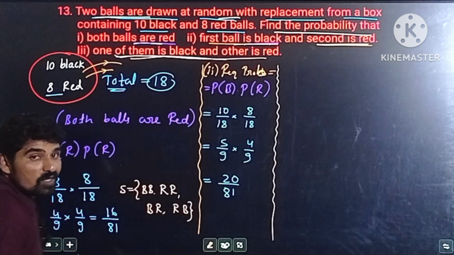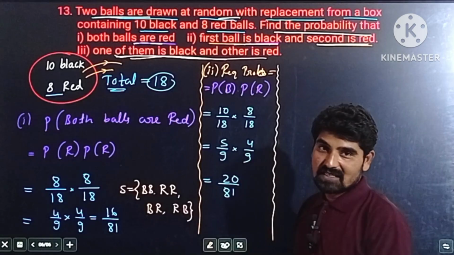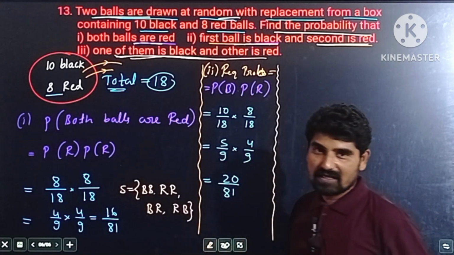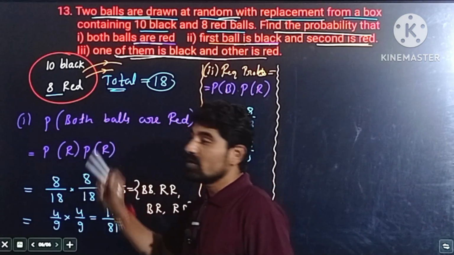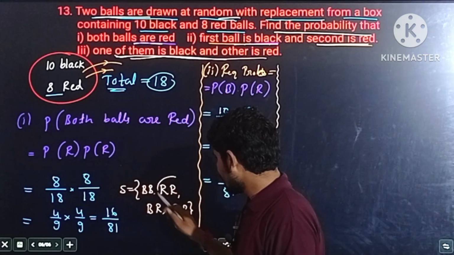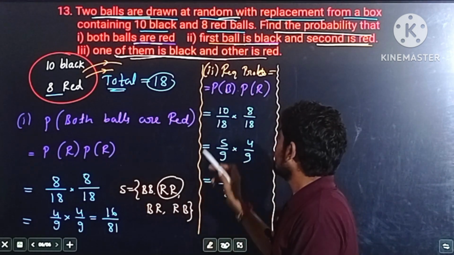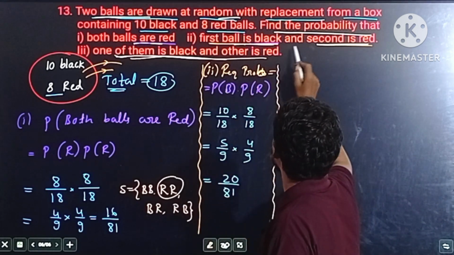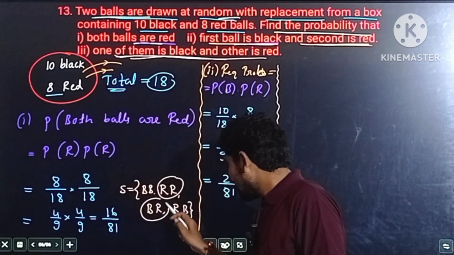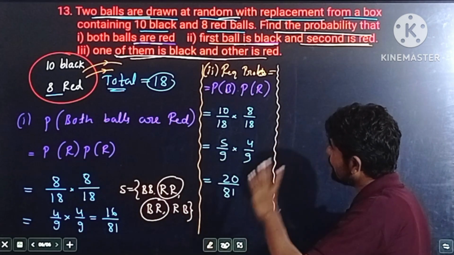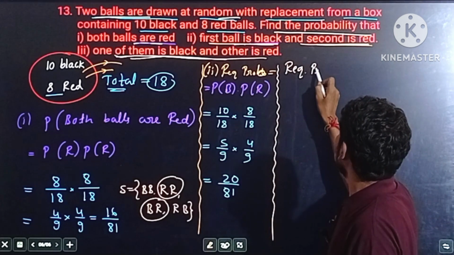So these are the only possibilities when two balls are drawn from the box consisting of 10 black and 8 red balls. In the first question, it was given that both balls are red, which means we choose this one: the first ball is red as well as the second ball is red. And in the second question, it was given that the first ball is black as well as the second ball is red, so we chose the first ball black and the second red. But here it is given that one of them is black and one of them is red.